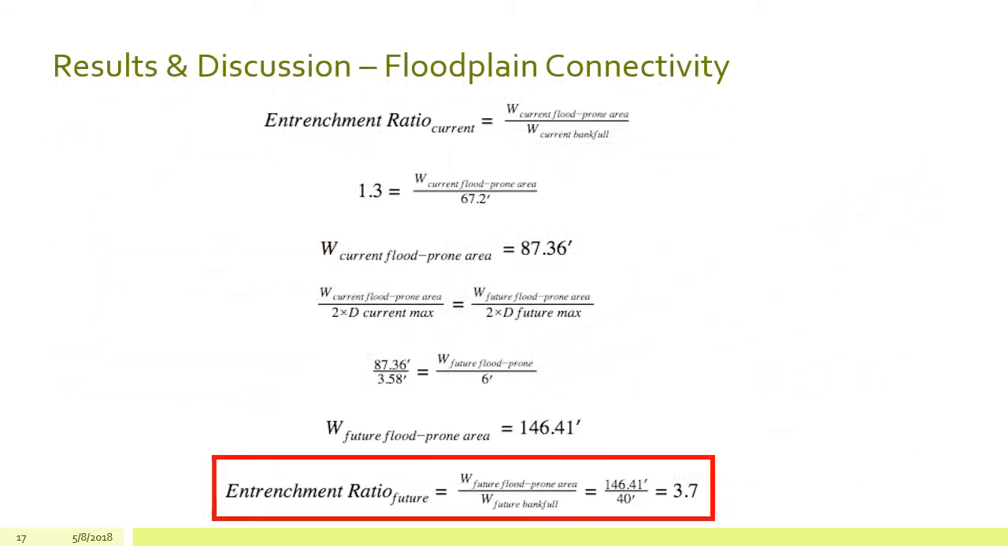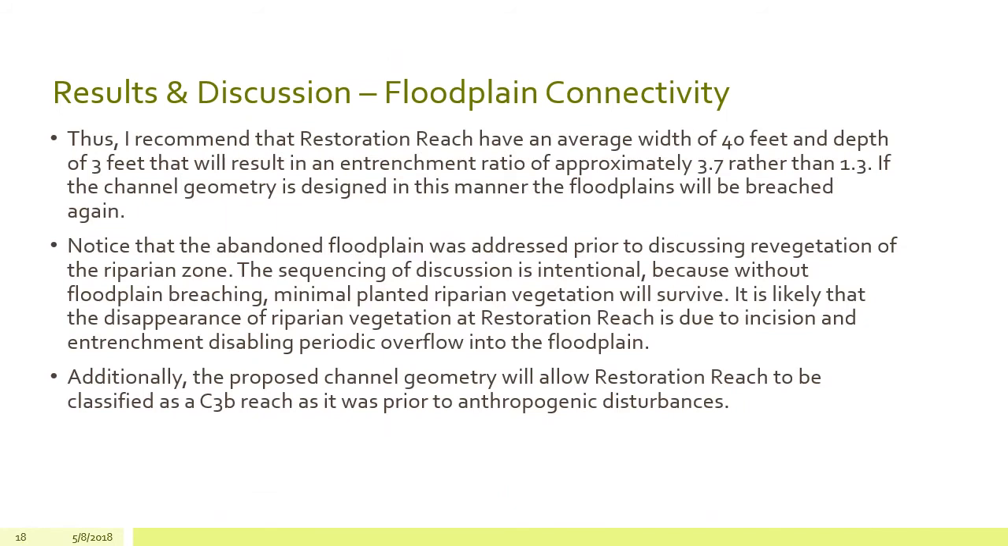So I've already discussed how entrenchment ratio is calculated, but here are my calculations that you can pause and review. And if you have any questions, feel free to ask me a question about them. But basically, given the new channel geometry, the entrenchment ratio would be 3.7. So like I just said, using a channel geometry of 40 feet width and 3 feet depth will result in an entrenchment ratio of 3.7 rather than 1.3, which will allow the floodplains to be breached again.